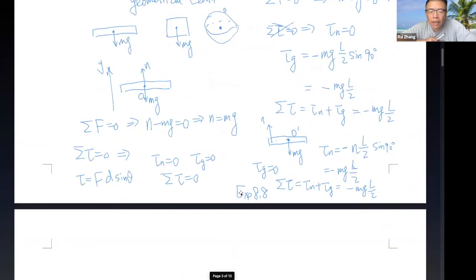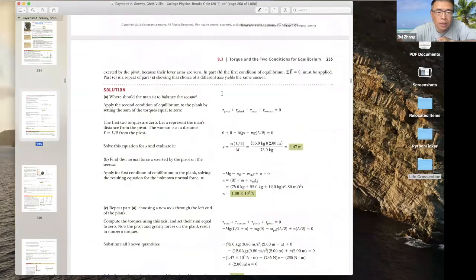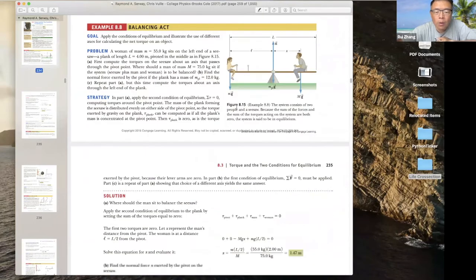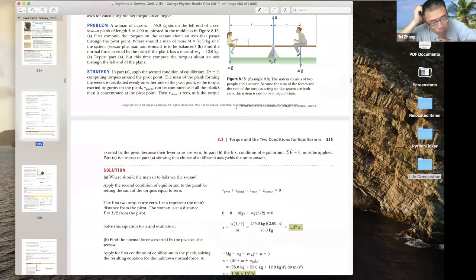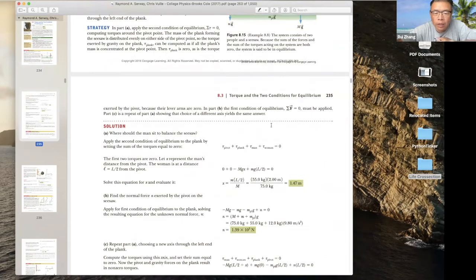And then we talked about example 8.8, this seesaw problem. The seesaw problem probably agrees with your intuition. You kind of know it already without taking this class. If you have two objects on the two sides of the seesaw, normally the smaller mass needs to stay further away from the rotational axis, while the larger mass stays closer, to balance it.